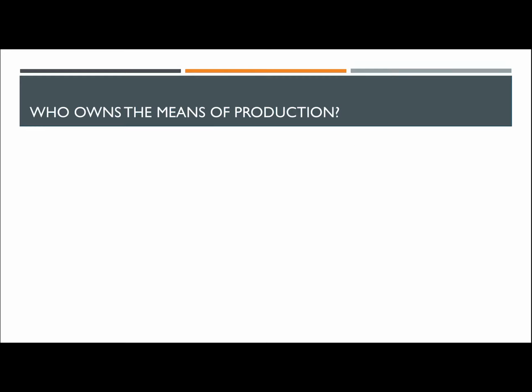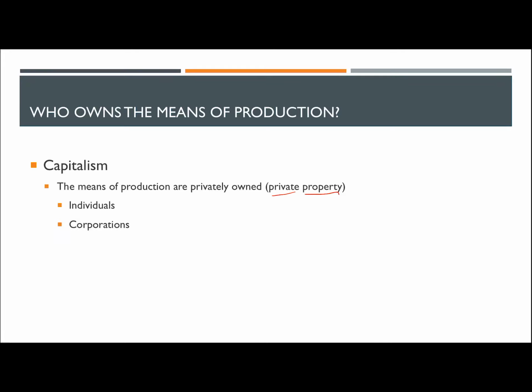All right, flip side is capitalism. Who owns the means of production in capitalism? I already told you a little bit earlier. The means of production are privately owned, private property. That means it's either owned by individuals or, really more likely, owned by corporations. The corporation is just individuals buying in, coming together to buy something.